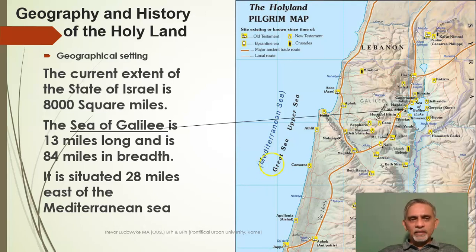The Sea of Galilee, you can see the Sea of Galilee here, is 13 miles long from here to here, and is 18 miles in breadth. It's a huge sea, therefore. Although it's called a lake, it's a huge sea. And it is situated 28 miles east of the Mediterranean Sea.